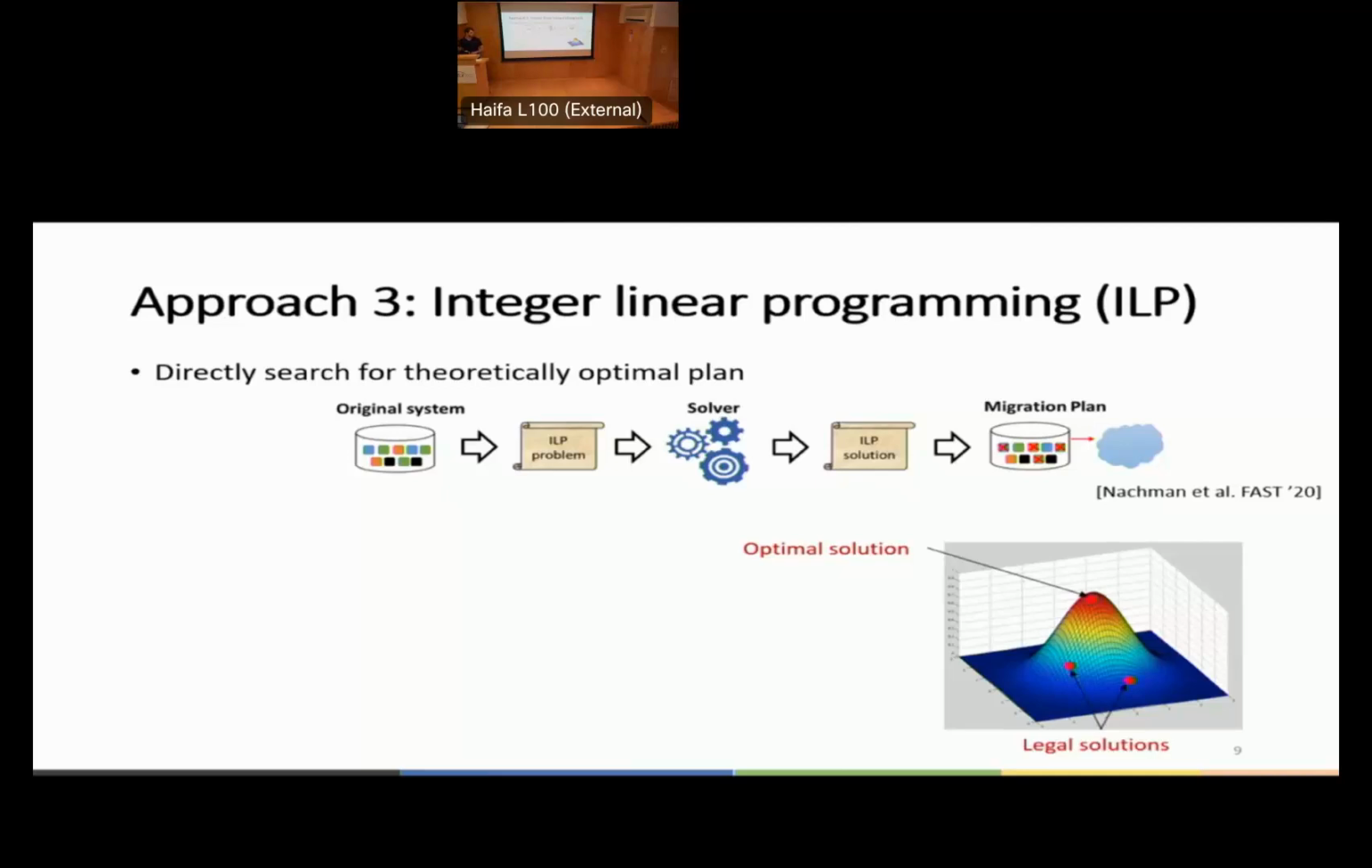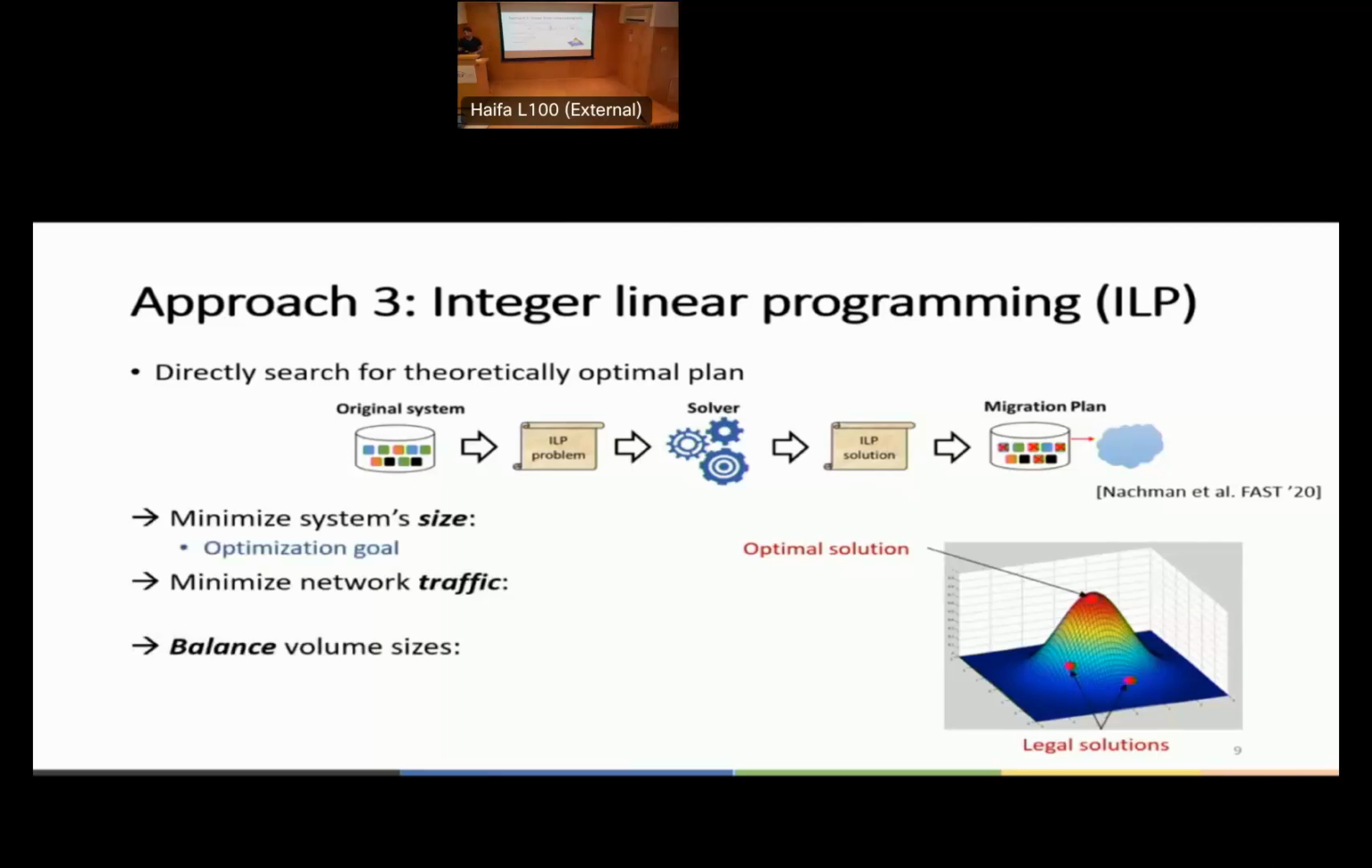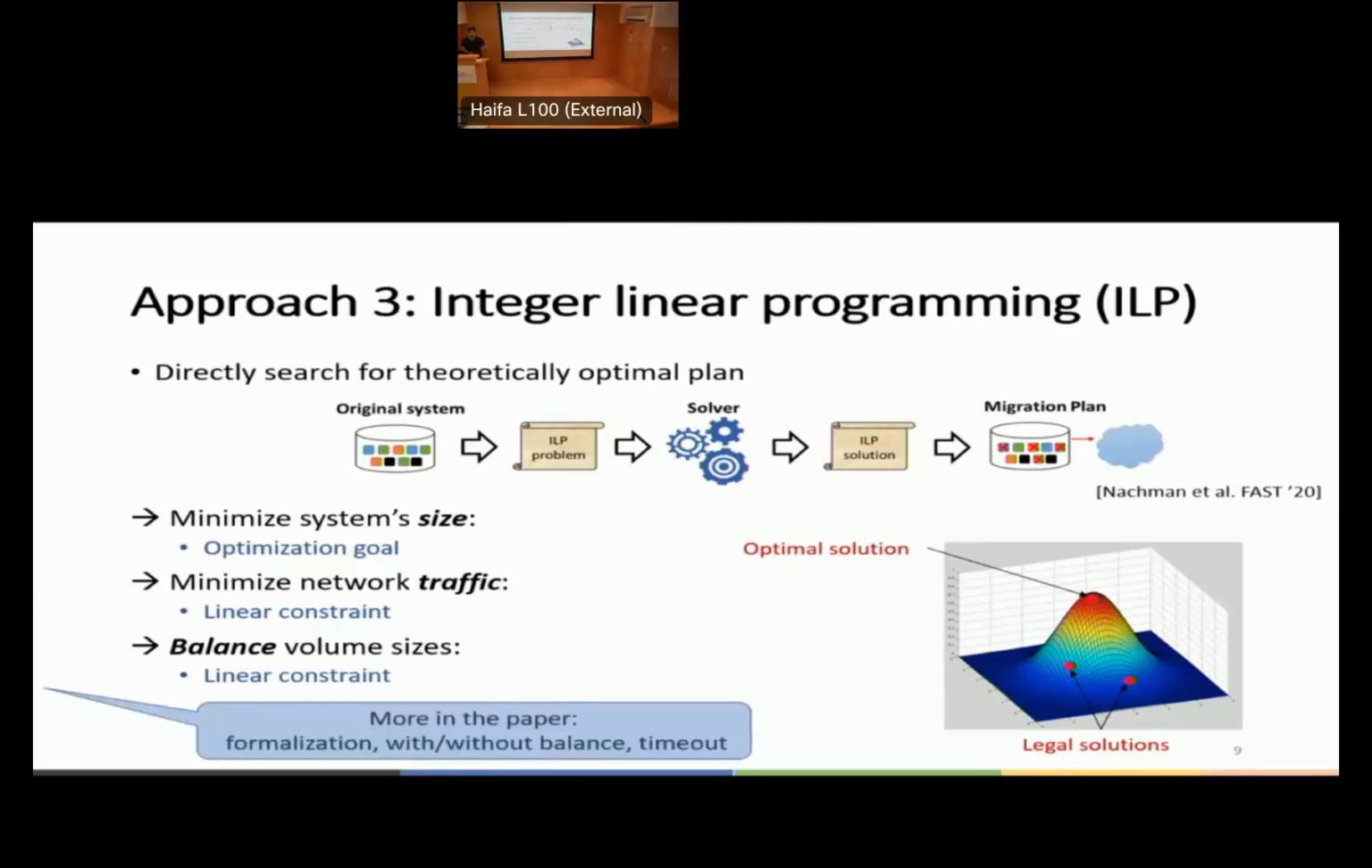The three goals that we had are addressed as follows. The first goal, to minimize the system size, is addressed by the optimization goal for the solver, and the two other goals, regarding the network traffic and the balance between the volume sizes, are linear constraints. So they are all enforced together with the optimization goal of the system size. Again, if you want to read more, you can look at the paper.